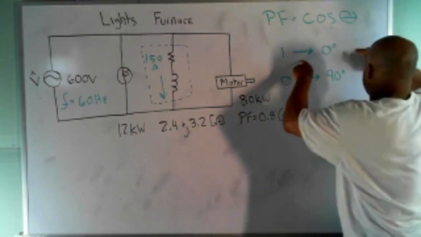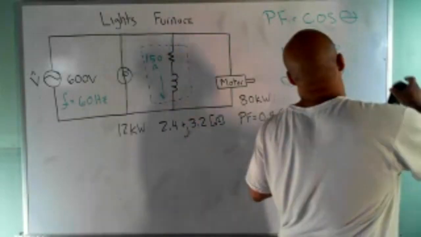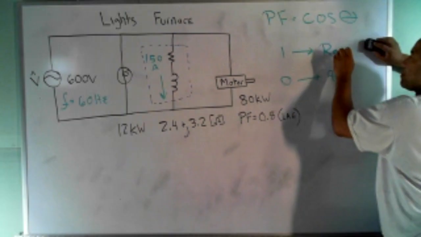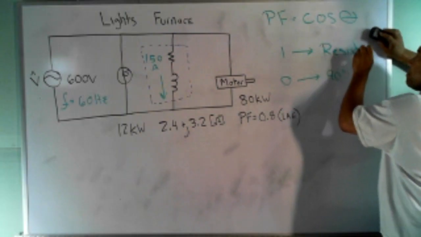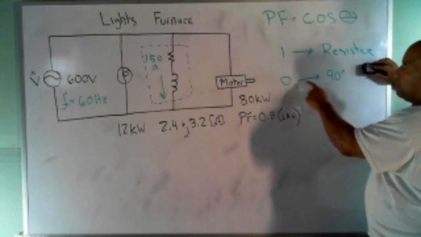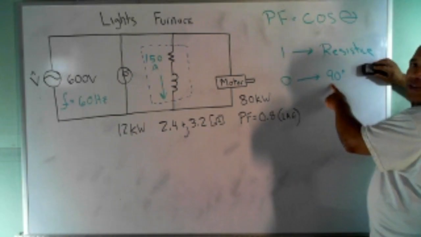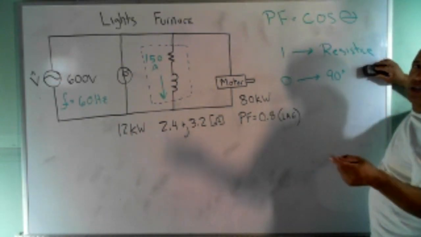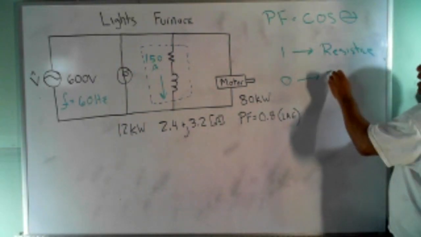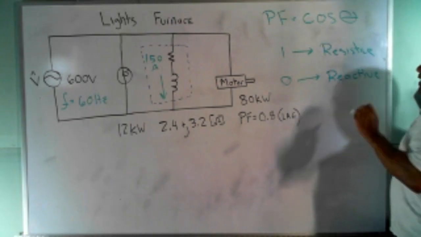So this means that a power factor of 1 means that I have a totally resistive load. This is resistive. A power factor of 0 means that the phase between the voltage and the current is 90 degrees, and that only happens when I have either an inductor or capacitor. So this means that I'm reactive. This is reactive power. And now you can see the problem.